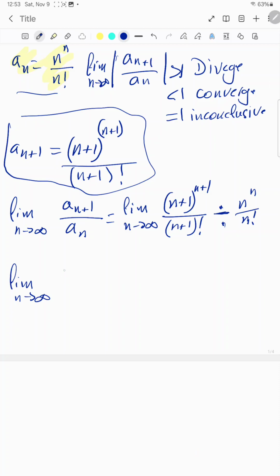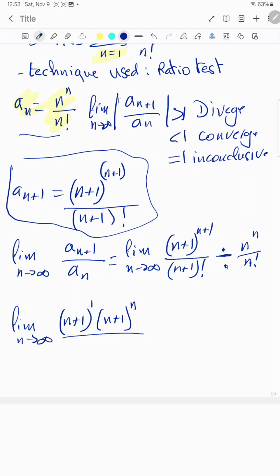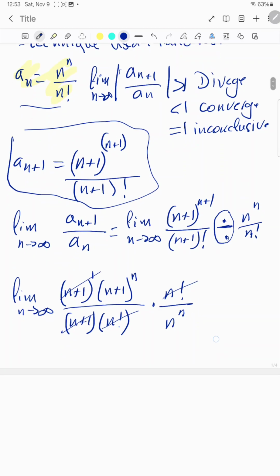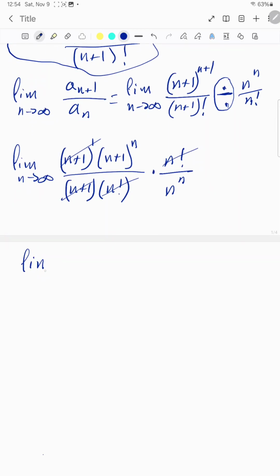So I'm studying the limit when n goes to infinity. (n plus 1) to the power n plus 1, I can write as (n plus 1) to the power of 1 multiplied by (n plus 1) to the power of n. And for (n plus 1) factorial, I know 7 factorial, for example, equals 7 times 6 times 5 times 4, so 7 factorial equals 7 times 6 factorial. So this will be equal to (n plus 1) times n factorial, multiplied by n factorial flipped, n to the power of n in the denominator. So I changed my division to multiplication, but I had to flip the second fraction. Now I can simplify (n plus 1) with (n plus 1), and n factorial with n factorial.